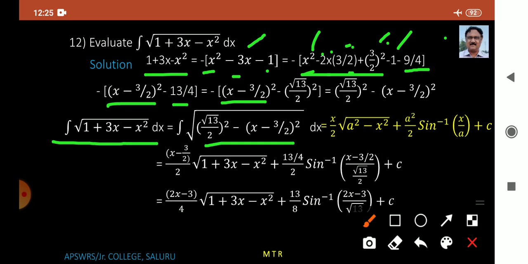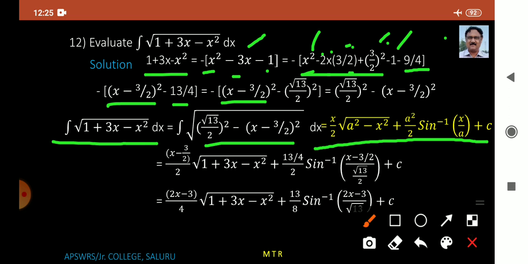Here a is root 13 by 2, and here x is x minus 3 by 2. The formula for the integral of square root of a square minus x square dx is x by 2 into square root of a square minus x square plus a square by 2 into sine inverse x by a. Here x is x minus 3 by 2 and a is root 13 by 2. Substitute the values.